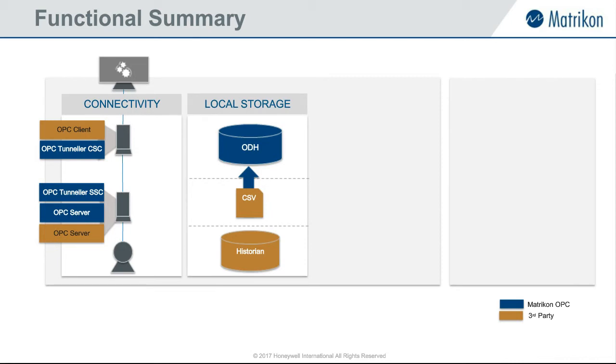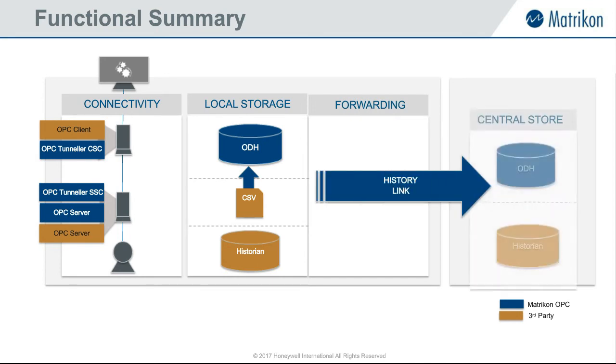Next, we talked about local storage, whether you're taking information that's typically saved in flat files, which can inadvertently be overwritten or changed because there's not much protection, or you're taking data from a historian and you'd like to transfer it. We talked about how you would do that with ODH. We talked about forwarding with HistoryLink, which would allow you to move data into a central store.